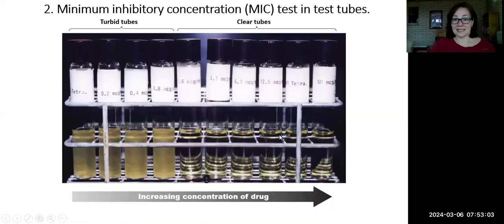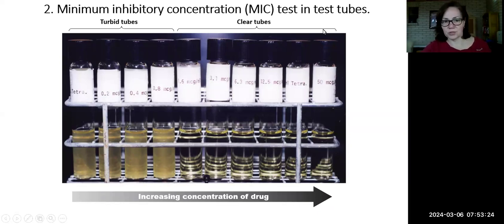Okay, then the second test, the minimum inhibitory concentration test, MIC. As I mentioned, there's a bunch of test tubes, and this is an eyeball test. You can just see, these tubes are still turbid. That means that there's a bunch of cells floating around in there. These are bacterial cells that are reproducing, the turbid tubes.